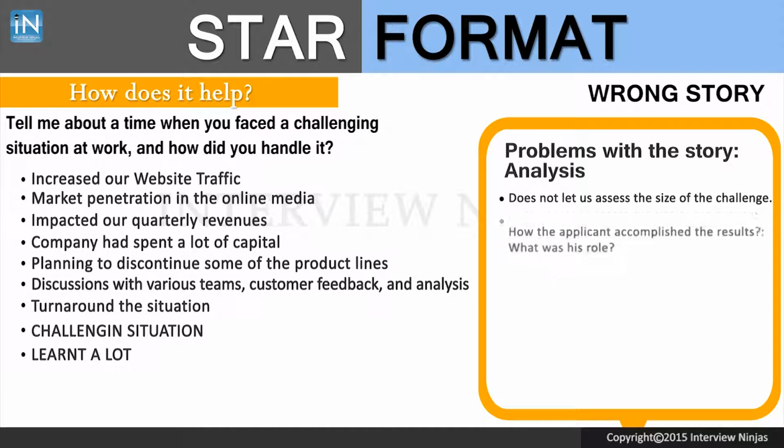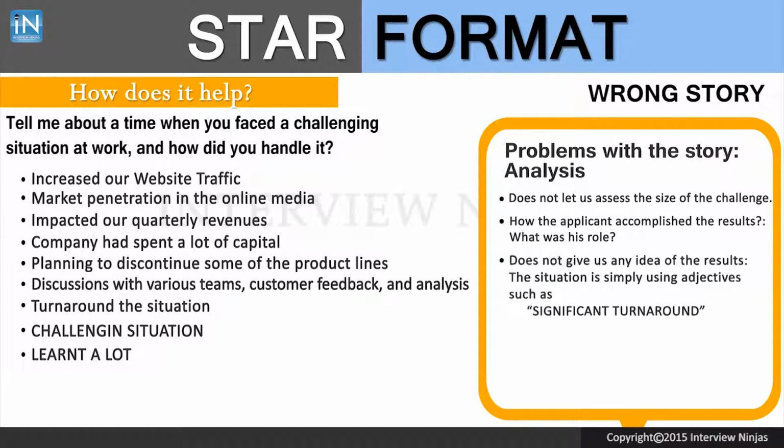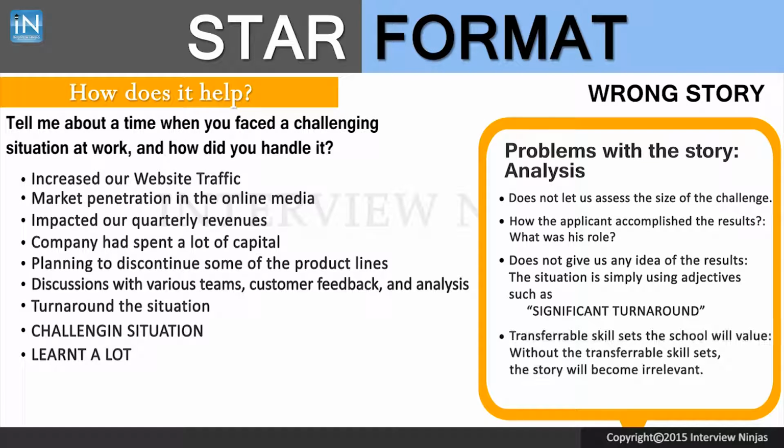We do not know how the applicant accomplished the results. What was his role? It does not give us any idea of the results. The situation is simply using adjectives such as significant turnaround, but no one can measure it. Another problem with the story is we do not know what the transferable skill sets are that the school will value. Without the transferable skill sets, the story will become irrelevant.